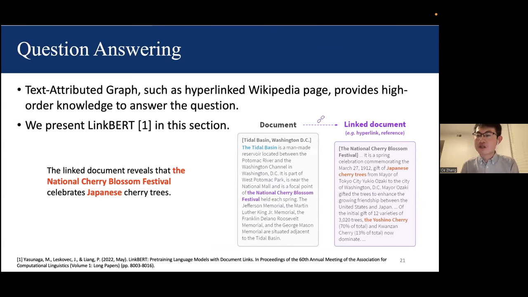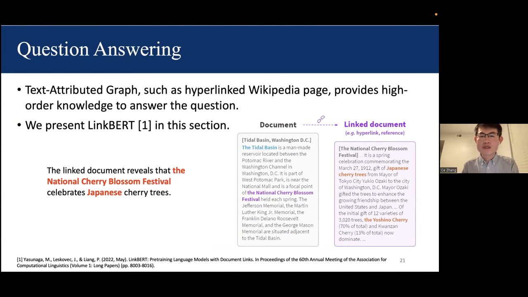That means if we know the hyperlink document, we can better understand the current information, which means the linked document reveals that the National Cherry Blossom Festival celebrates Japanese cherry trees. This is why we say if you look at the high order connectivity or high order documents, we can obtain more knowledge so that we can use more knowledge to better answer the current question.